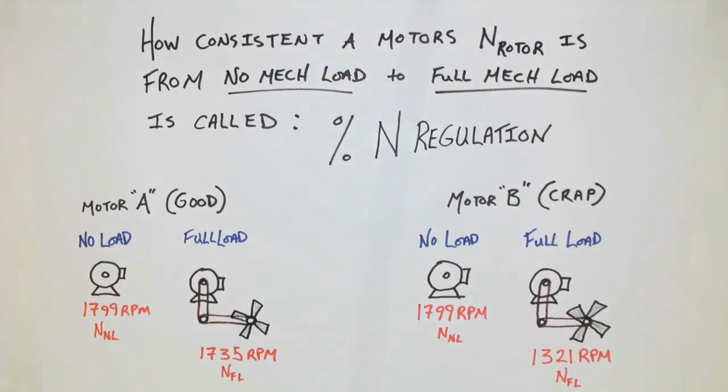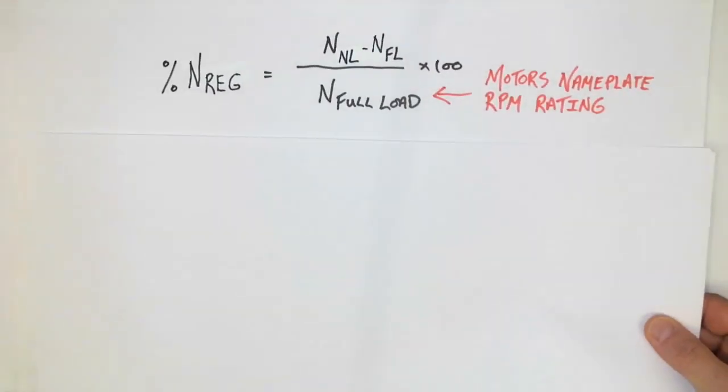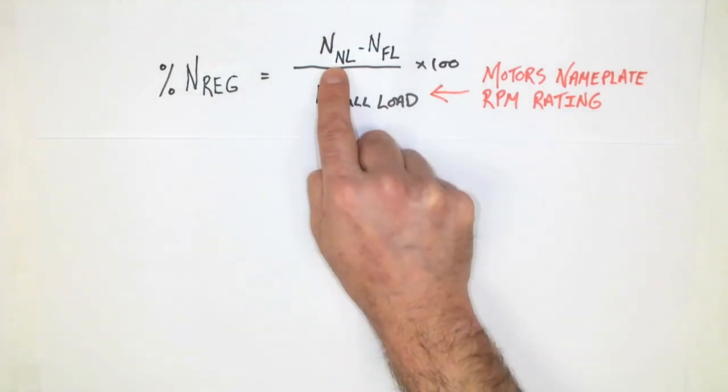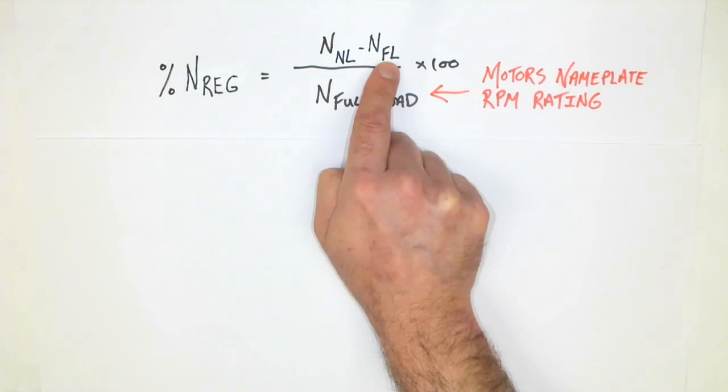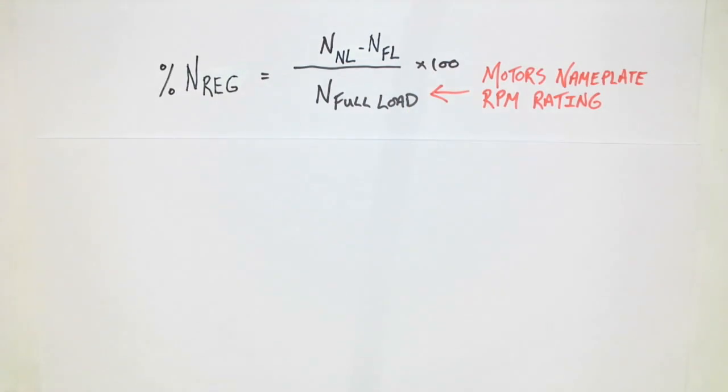So we can calculate what the percent speed regulation is for both of these different motors. Let's take a look at the calculation and how it is done. Speed regulation is the difference between the no load and the full load speed divided by the full load speed times 100. Remember, the speed at full load is always the motor's nameplate RPM rating. That is what the manufacturer states it should be able to turn at when you have a rated mechanical load connected to the shaft.